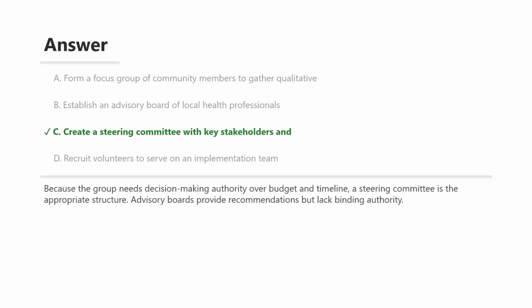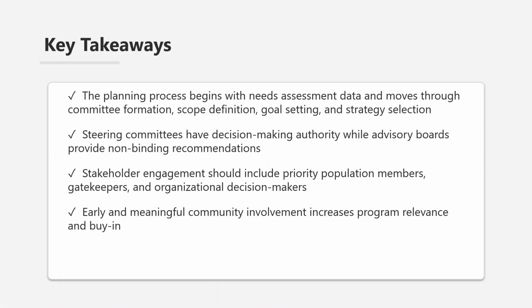The correct answer is C. Because the group needs decision-making authority over budget and timeline, a steering committee is the appropriate structure. Advisory boards provide recommendations but lack binding authority. Focus groups gather data but do not guide program planning. Implementation teams execute plans but do not make high-level decisions.